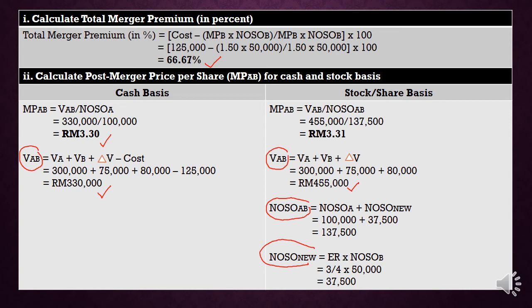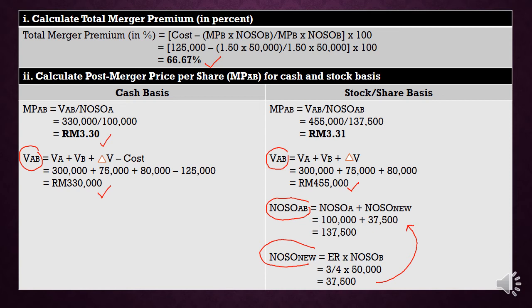So since the exchange ratio is given in the equations, it means that to calculate for the NOSO new, you must use the formula based on the exchange ratio is given, where the formula is equals to exchange ratio times NOSO B. So the exchange ratio is given at 3/4 times NOSO B 50,000. So you will get the answer for NOSO new is 37,500. And based on this answer of NOSO new, now you can calculate NOSO AB.